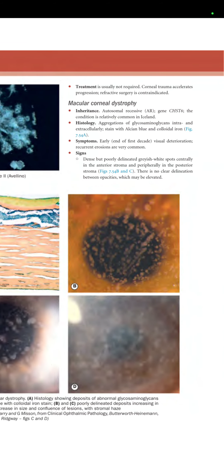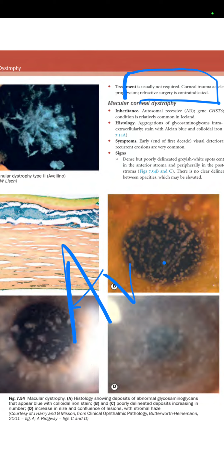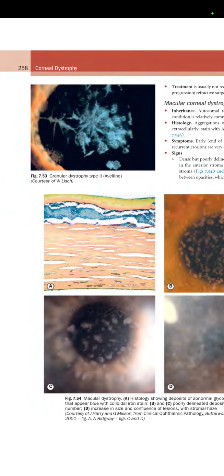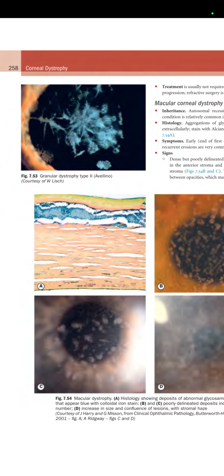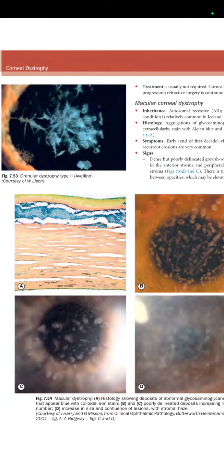Treatment is usually not required. Corneal trauma accelerates progression. It is very important that in this case, cataract surgery and refractive surgery are contraindicated. It is Avellino dystrophy. So you can see figure 7.53, granular corneal dystrophy type 2, Avellino. You can see both lattice and granular dystrophy.